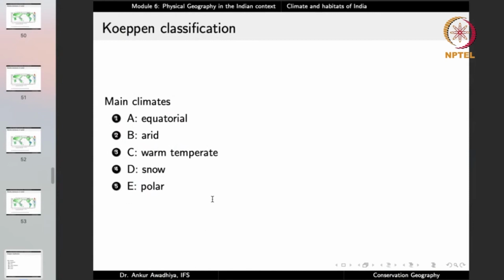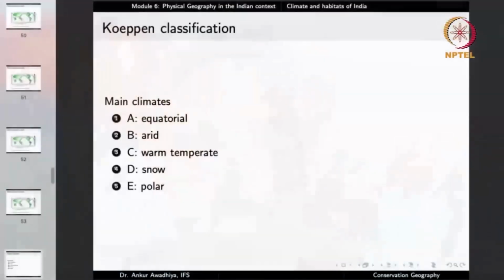E refers to the polar climate. Now, if you consider the areas near the poles, you will find that there is a deficit of energy at all times. So all the months are cold months. So these are two contrasting climates, equatorial versus polar.